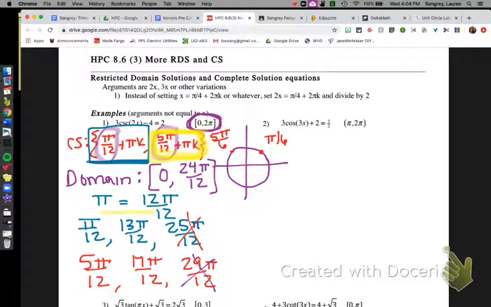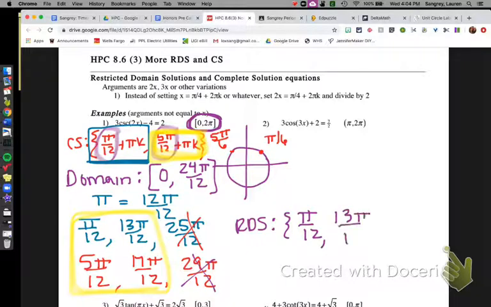So your restricted domain solutions are going to be these 4 values. So we'll write those out as pi over 12, 13 pi over 12, 5 pi over 12, and 17 pi over 12.